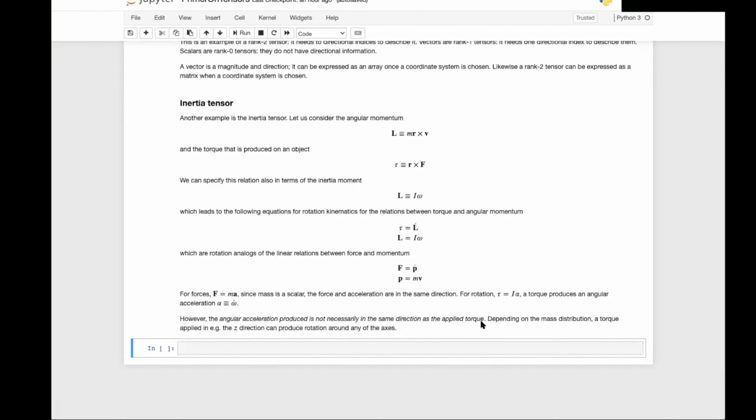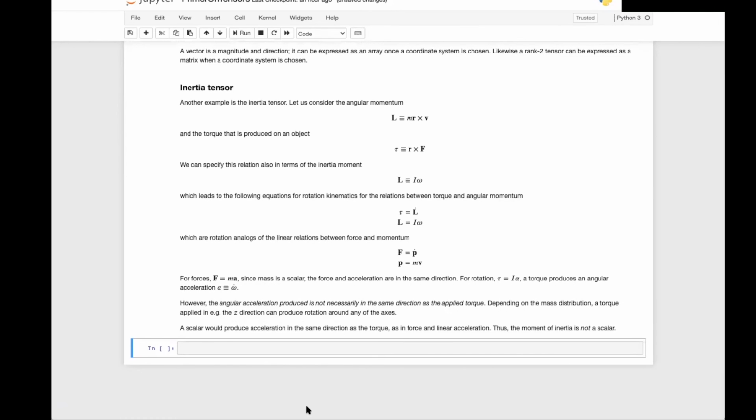Indeed, depending on the mass distribution, a torque applied, say, in the z direction can produce rotation around any of the axes. A scalar would produce acceleration in the same direction as a torque. That's what happens for the force and the linear acceleration. Thus, the moment of inertia is not a scalar, unlike the mass.